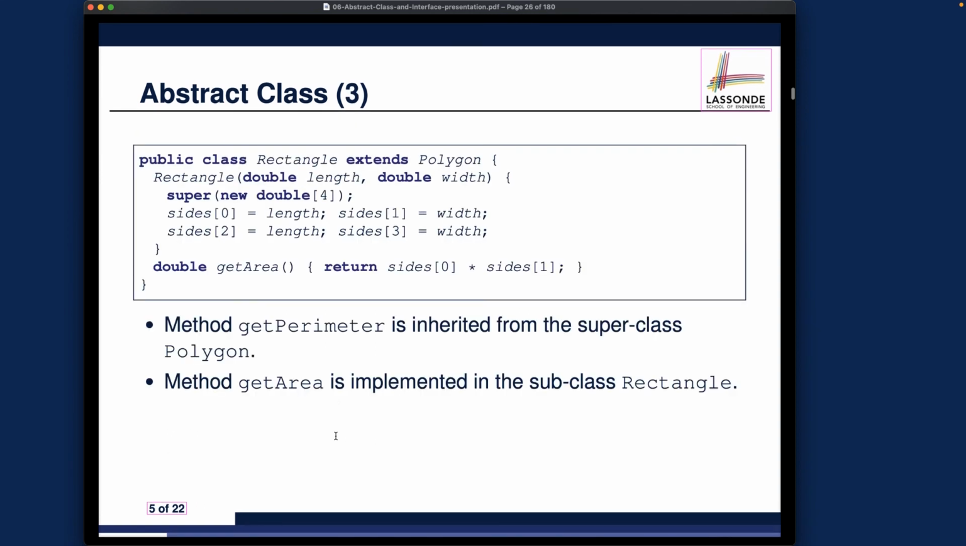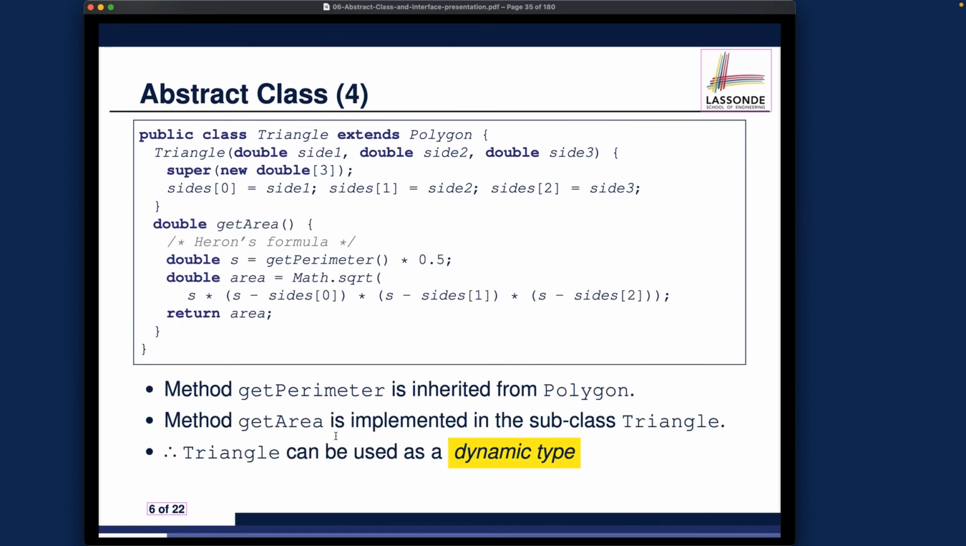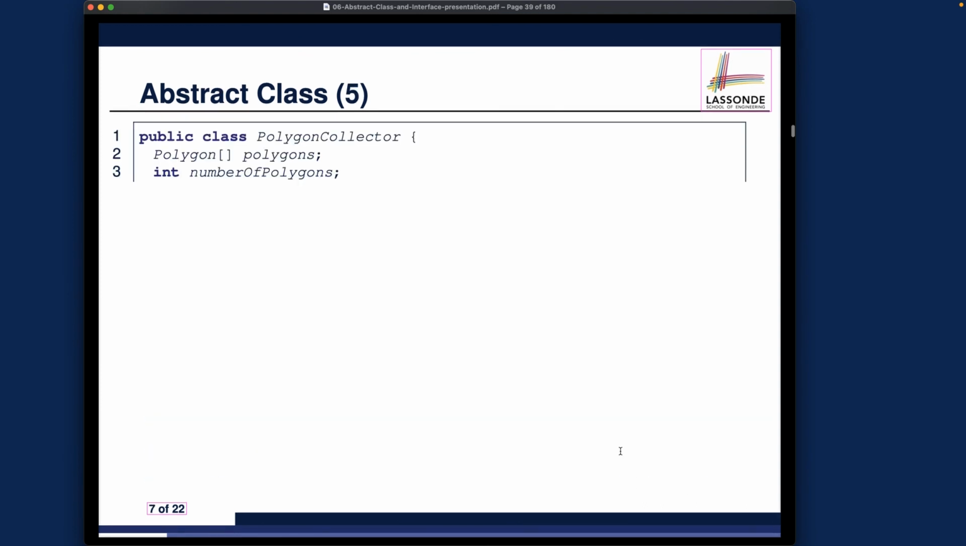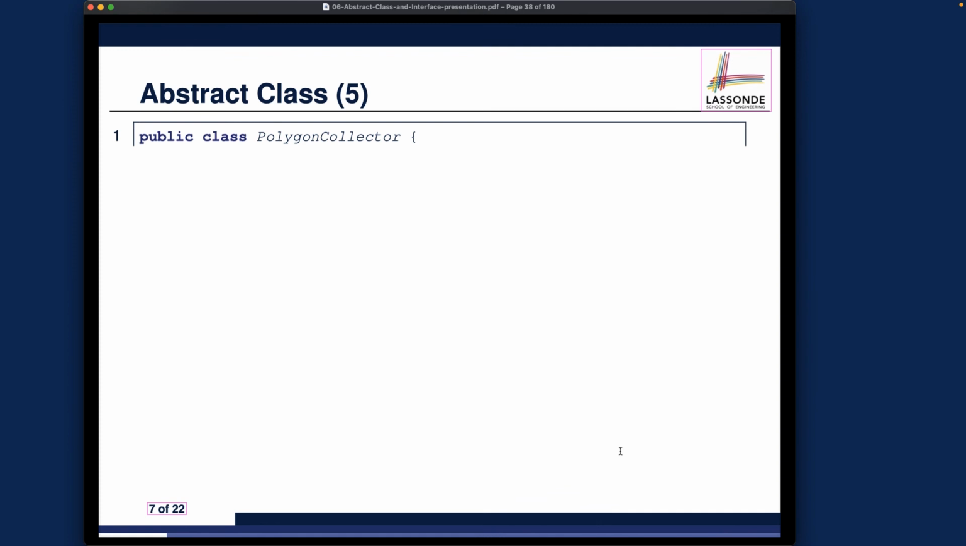And that's the rectangle class we spoke about, and that's the triangle class. Both rectangle and triangle can be used as dynamic types for sure because they have all the methods implemented. So that's up to now. We have spoken about all the three classes. Also, we have spoken about some lines of example. Let's now move on to another example, which is about a polygon collector.